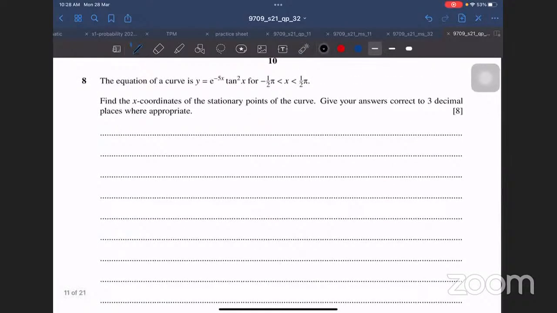Okay, the equation of a curve is this. Find the x coordinates of the stationary points of the curve, giving your answers correct to 3 decimal places. 8 marks. Product rule. Okay. u dash is minus 5e power minus 5x. v dash is what?